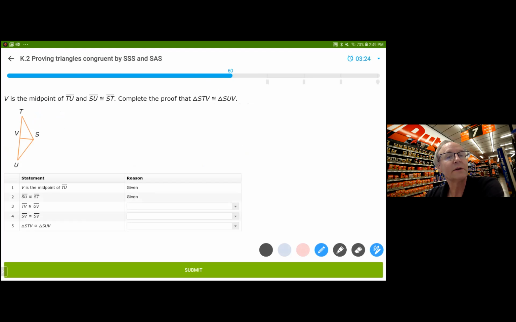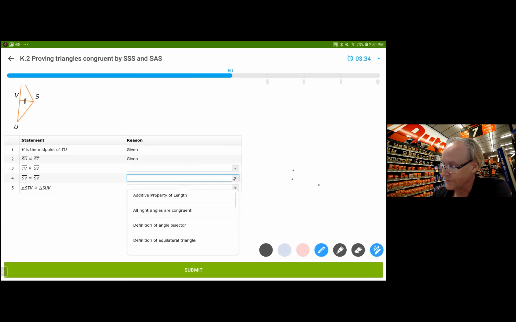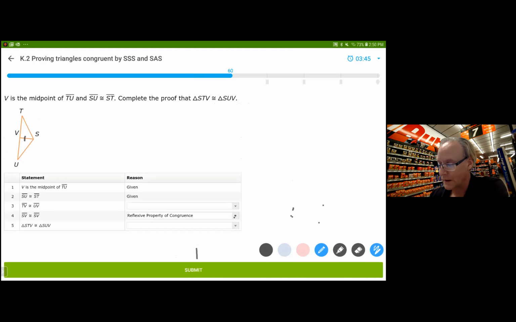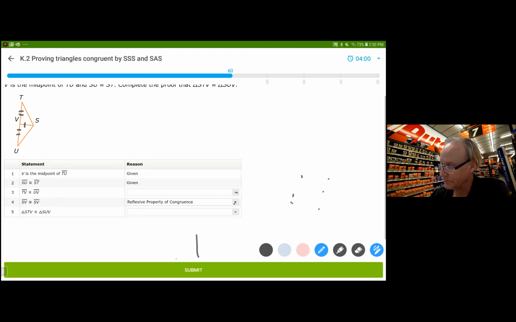I'm running out of time. Got to hurry up. Okay, we have a common side. That's my SV. And SV is congruent to itself by the reflexive property of congruence. Let's put this up. And let's see what else we have. Darn it, I'm messing this up here. Okay, V is the midpoint of TU. So we know that TV and VU are congruent because V is the midpoint, and that's what we mean. So this is by definition of a midpoint.